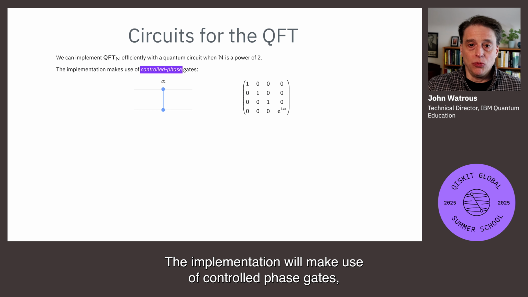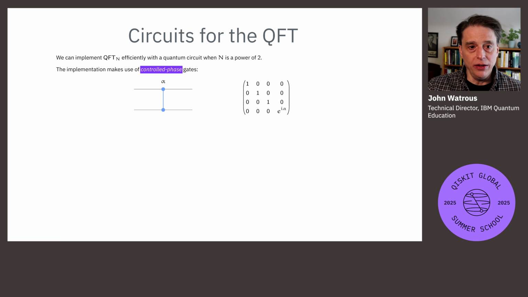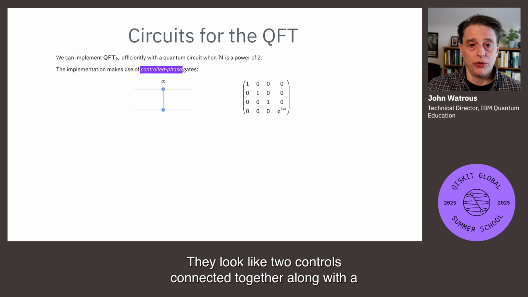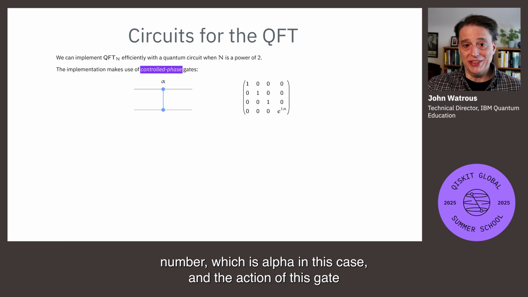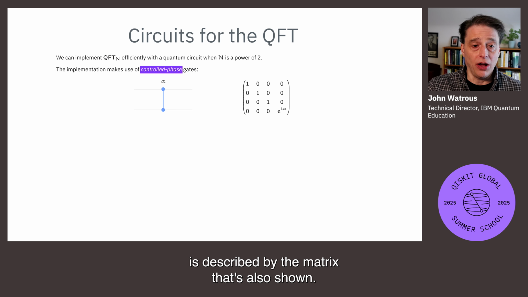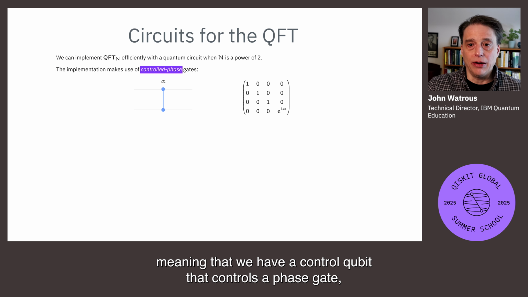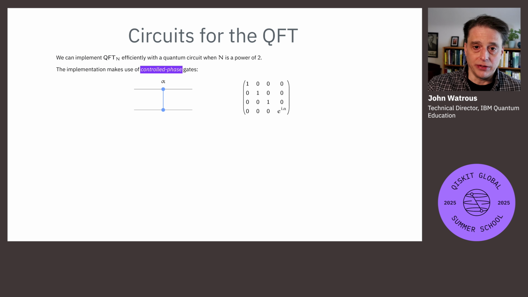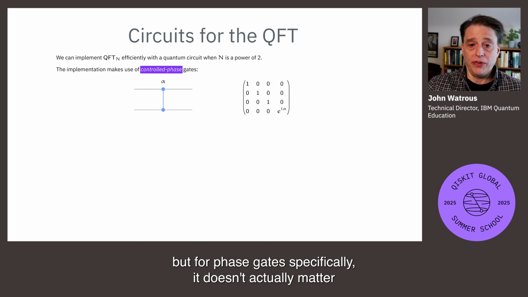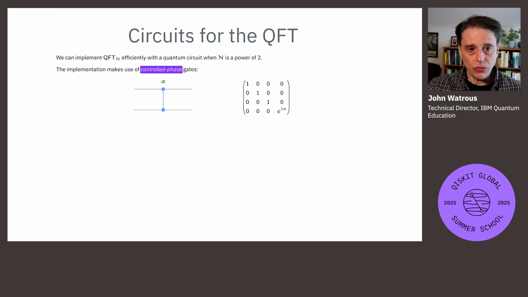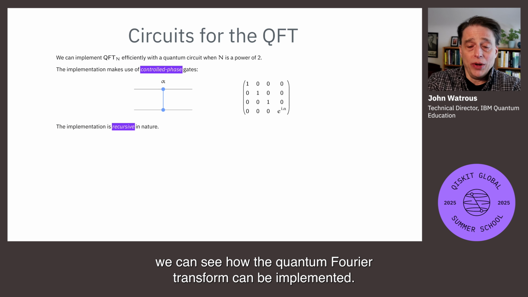The implementation will make use of controlled phase gates, which are depicted as is shown on the slide. They look like two controls connected together, along with a number, which is alpha in this case. And the action of this gate is described by the matrix that's also shown. These are literally controlled phase gates, meaning that we have a control qubit that controls a phase gate. But for phase gates specifically, it doesn't actually matter which of the qubits is the control and which is the target.